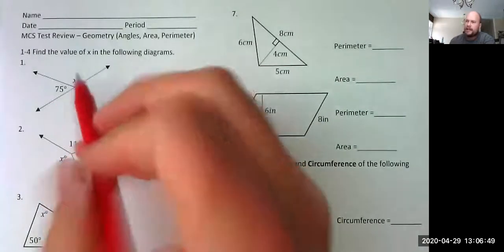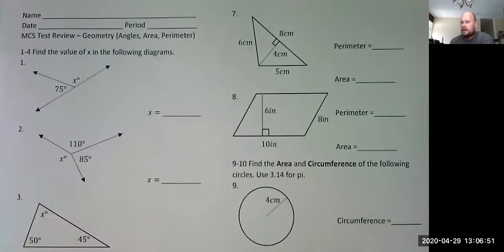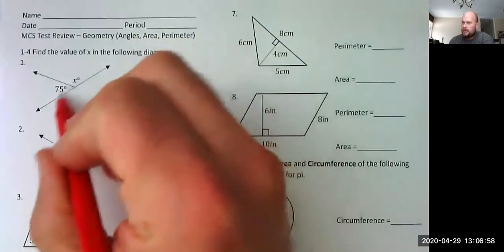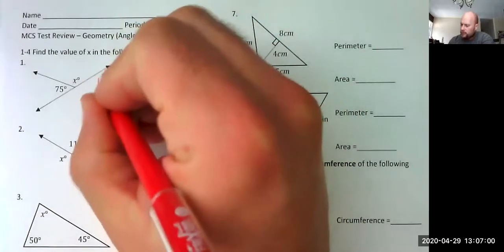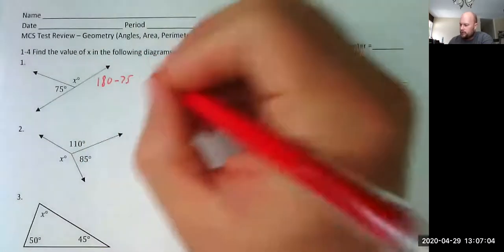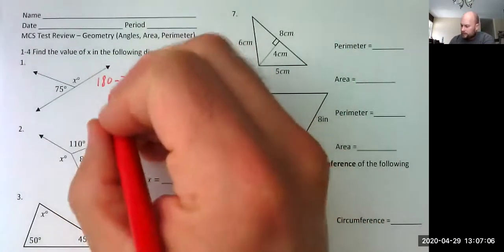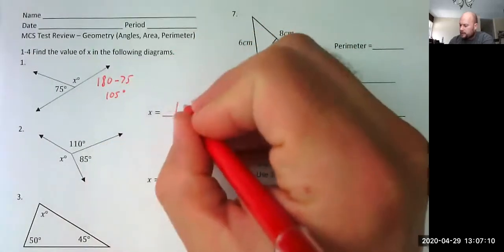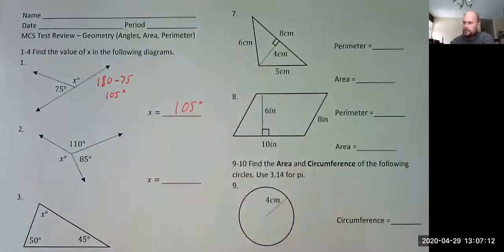On the first one, here we have a linear pair setup. For the linear pair, we know that a linear pair must add up to 180 because it's making a straight line. So if we take 180 degrees and subtract off the 75 that we know, that would leave us with 105 degrees, and that would be our answer.